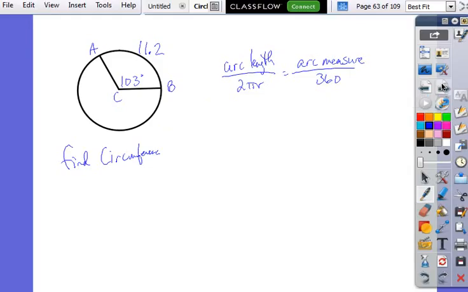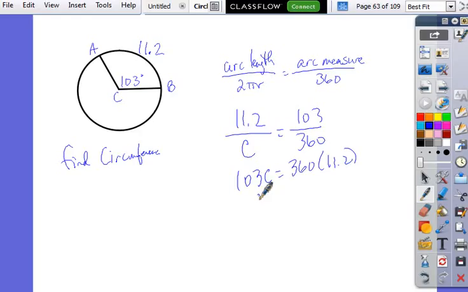Alright. Give me the setup. What goes where? 11.2 over C. Alright, 11.2, that's always the outside number for arc length. I'm taking out the 2 pi r and putting in C because I'm looking for circumference. Arc measure is 103, there's my degree, over 360. So I cross multiply. What is 360 times 11.2? 4,032. Divide by the 103. C is 39.1.